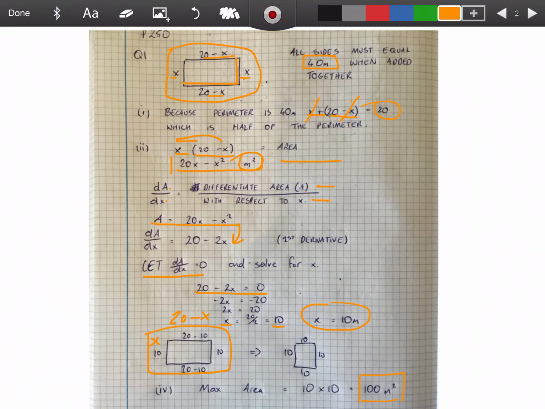We figure out what the area is in terms of a formula with x in it. We differentiate it. We put it equal to 0. And we solve. So that's usually the process here.